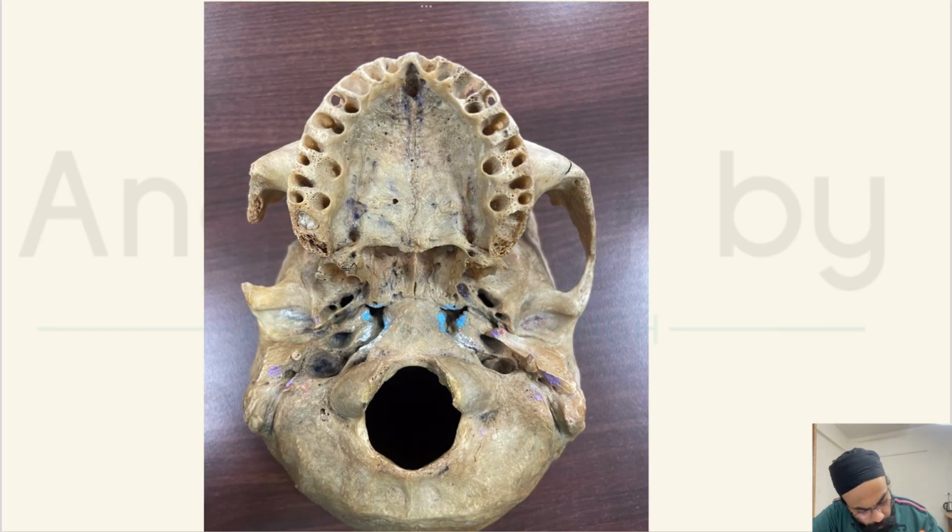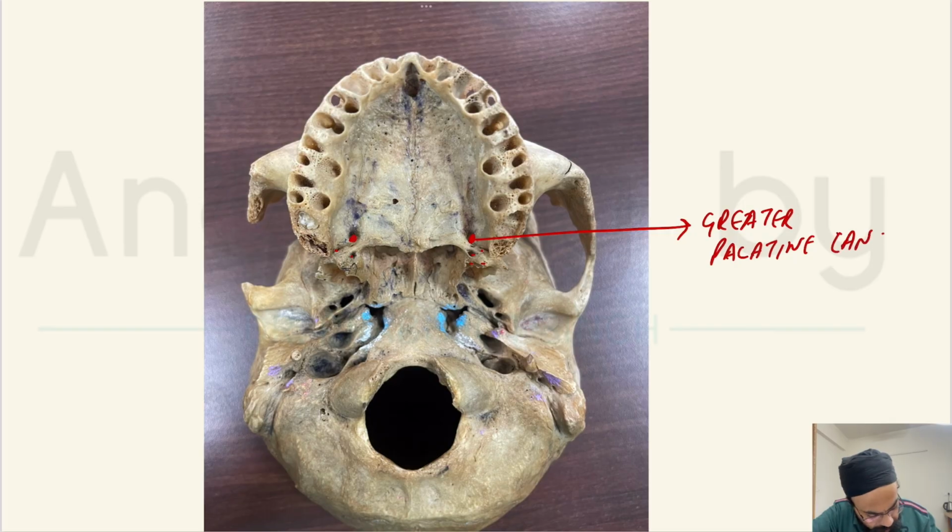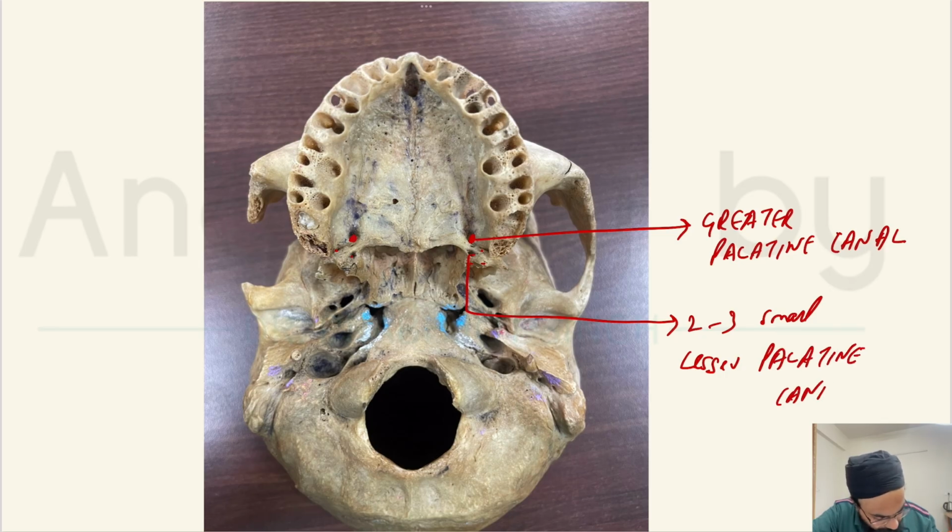Now, can you appreciate these openings over here? 1 large one and 2 small, 1 large and 2 to 3 small. The large one is greater palatine canal, जहाँ से greater palatine nerves and vessels pass करती हैं, and these 2 to 3 small ones are lesser palatine canals, and from the greater canals, the greater palatine nerves and vessels, they pass anteriorly like this.